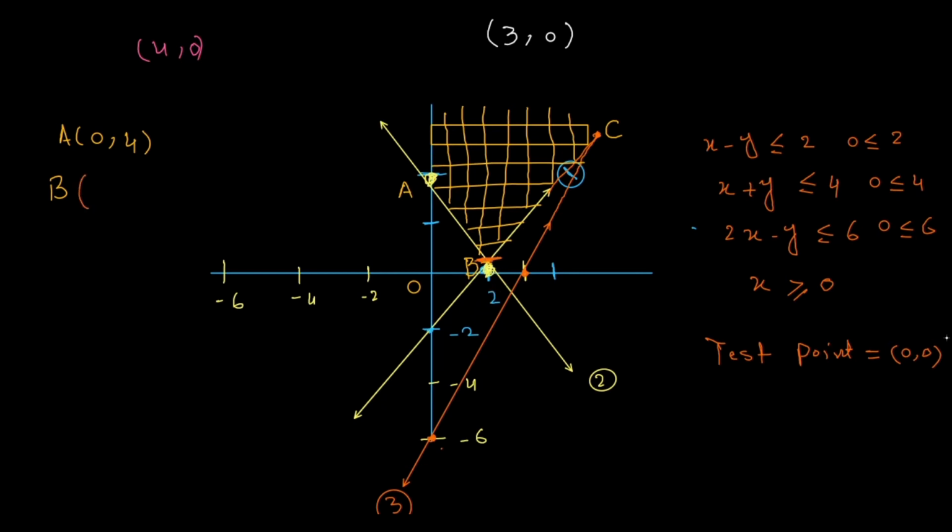It is (3, 1). In a similar way, the point C is the point of intersection of the first line and the third line, which can be found by a simple method, by comparing the coefficients of the variable, then finding the value of x and y, very simple. So this point of intersection is (4, 2).